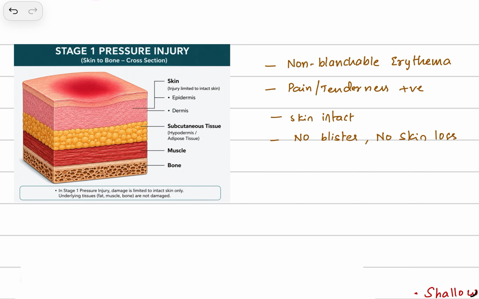So stage 1, non-blanchable, as I said, it is a pain. Please remember, stage 1 and 2 are the painful ones. Okay? Stage 3 and 4 not painful. Sir, stage 3 and 4 are very deep. No, why is it not painful?